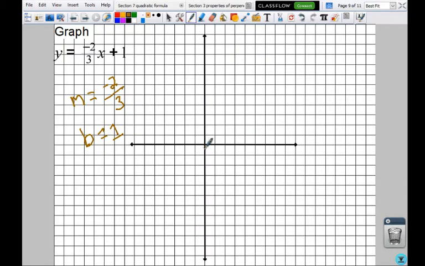I'm going to go up here to 1, put my dot. And on this one, my m, it's already a fraction, so I don't need to change it into 1. So it's negative 2 over 3, which means I'm going down 1, 2. I'm going right 1, 2, 3, and I'm going to put my dot. I'm going to do this a few times to make my line look a little nicer. Yep, down 1, 2, right 1, 2, 3.